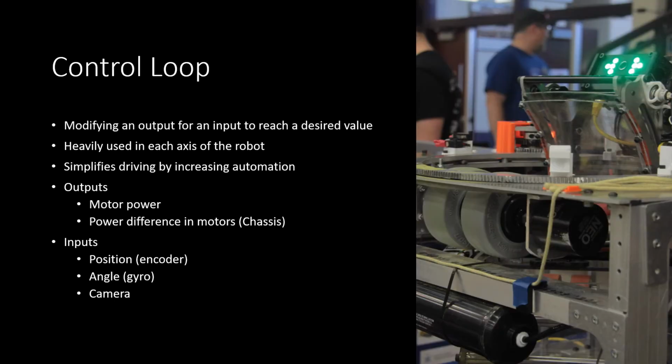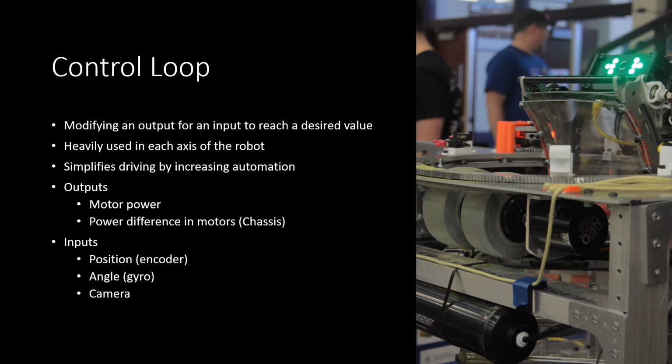To start things off, what is a control loop? A control loop is used to modify an output for an input to reach a desired value. Now that might sound confusing, but basically, say we need a lift mechanism to go from point A to point B. A PID loop will let us achieve this.